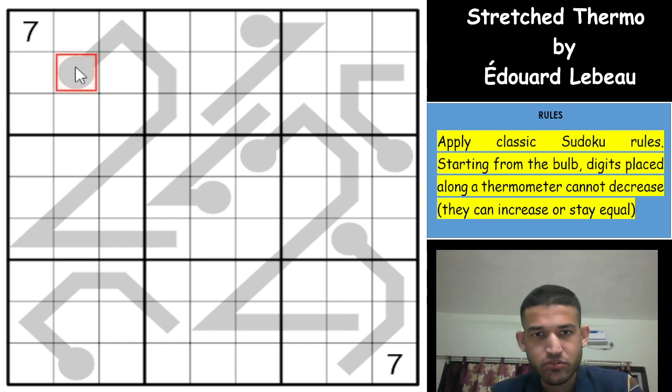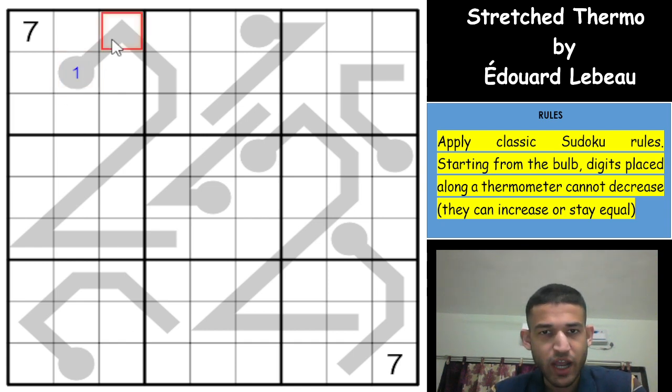But in a stretched Thermo Sudoku, digits need not strictly increase. Which means that provided the Sudoku rules permit, for example, if you have 1 and 2 here, this need not be greater than this cell. So it can be 2. It just should not decrease again. Let's say you cannot have 1. Of course, this is not permitted due to Sudoku rules. But I'm just saying, let's say this thermo is continuing this way towards the right. So you cannot have a 1 there, right? It just should not decrease. It can remain the same.